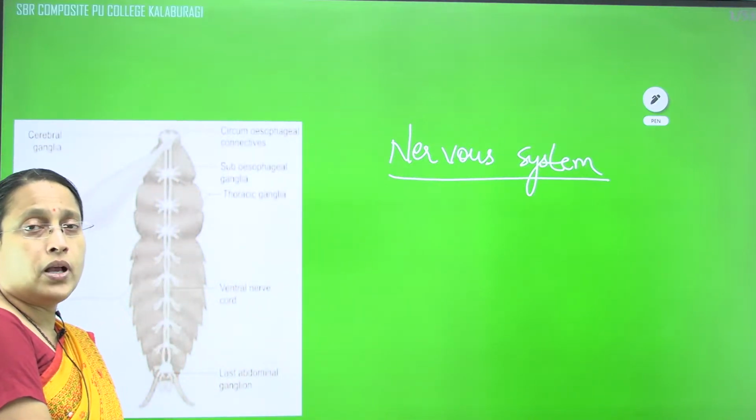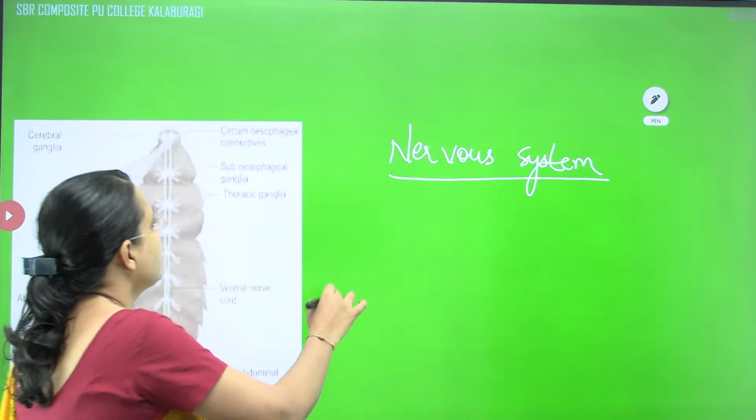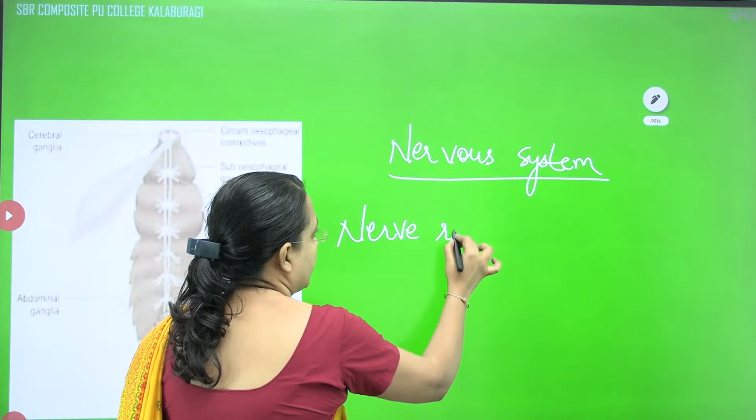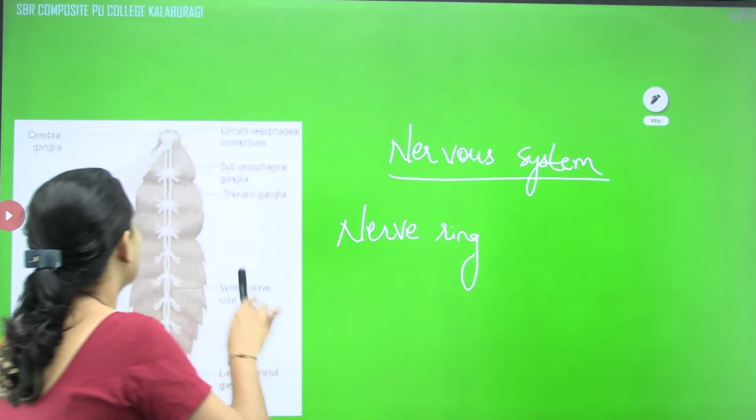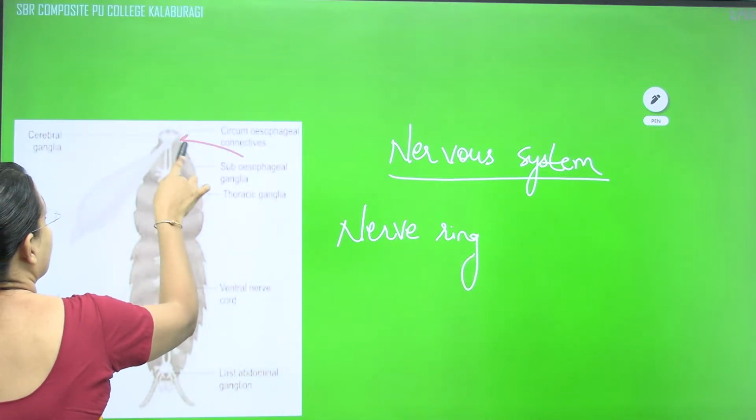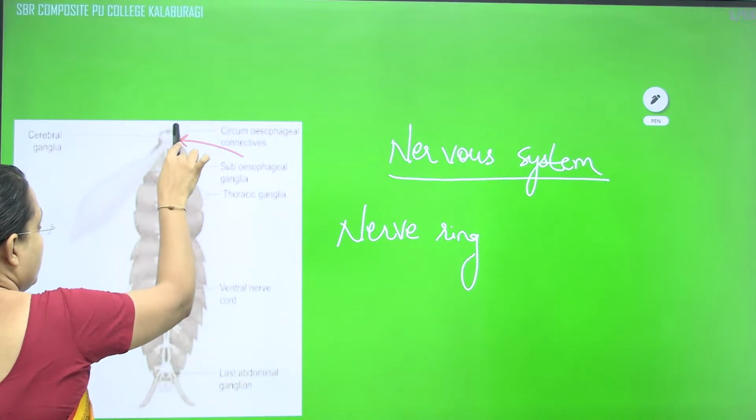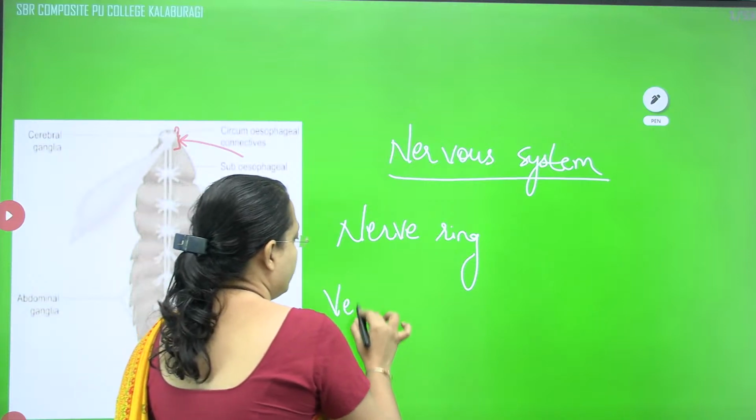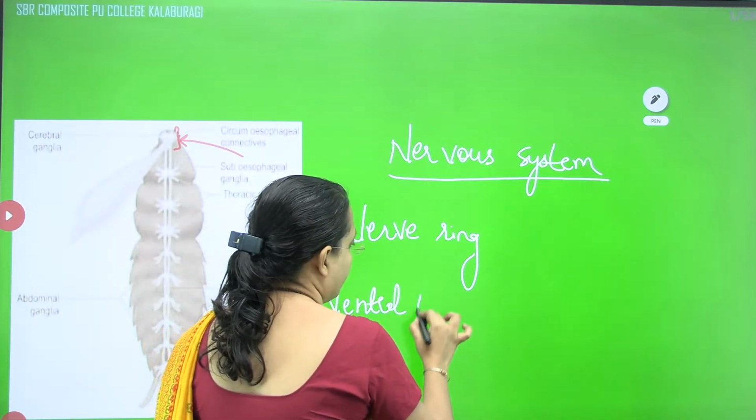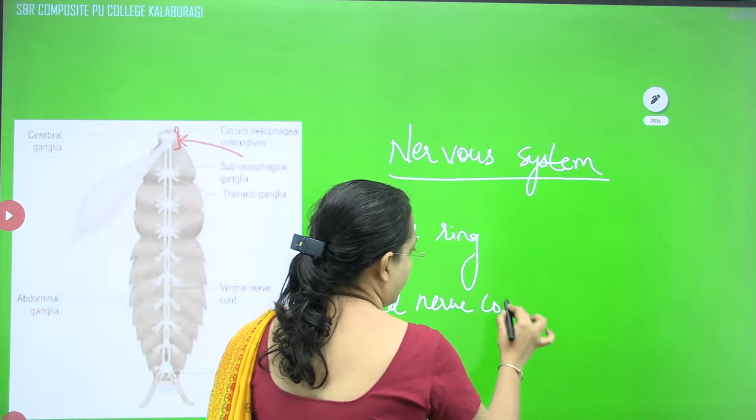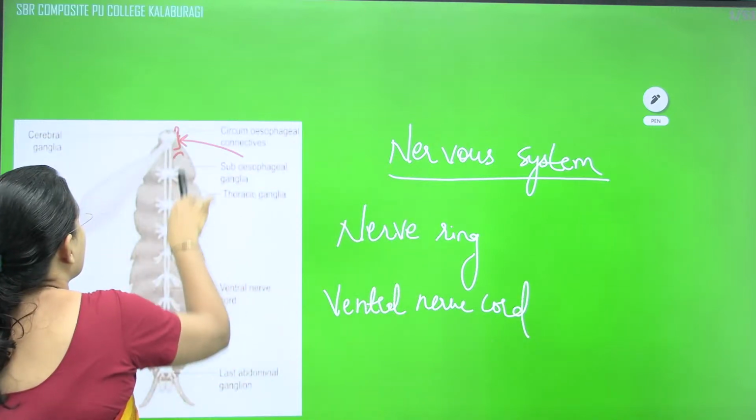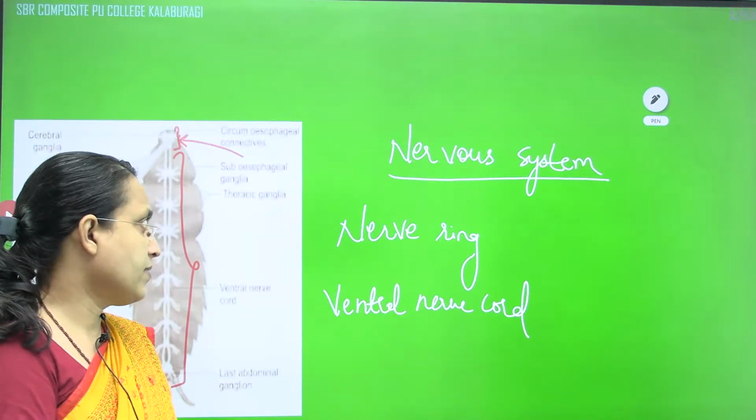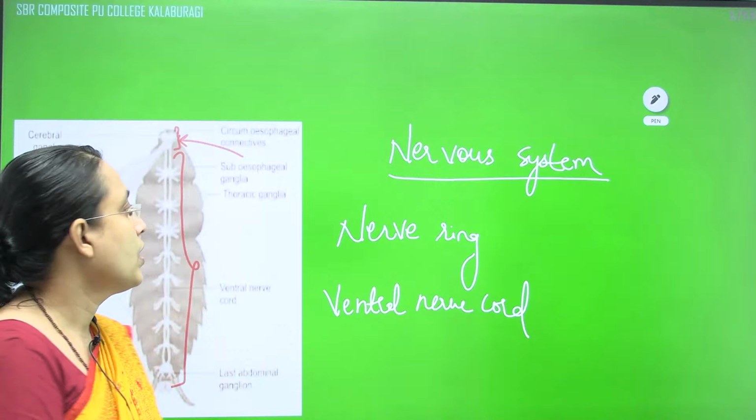Cockroach nervous system, what does it consist of? It consists of a nerve ring. So you can notice the nerve ring here, this portion, and followed by the ventral nerve cord. Now this remaining portion will be the ventral nerve cord. So these are the two components of the nervous system of cockroach.